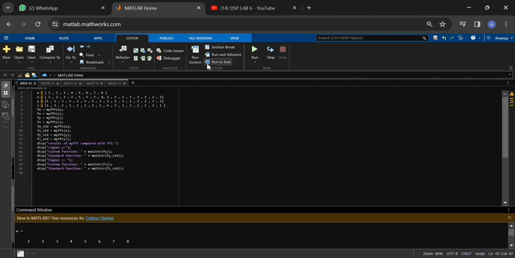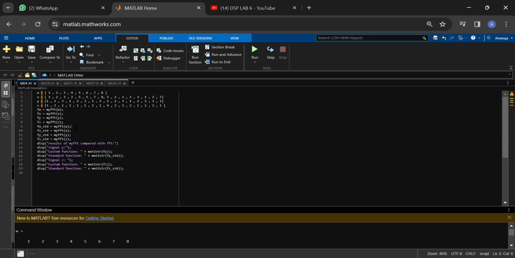And this is our last lab task, in which we have to compare our signals to the basic standard functions. Here we have our 4 signals that are given to us, that is w, x, y, and z. After that, we have taken our fast Fourier transform of all the signals separately, and we have used a standard function of MATLAB, that is myFFT.